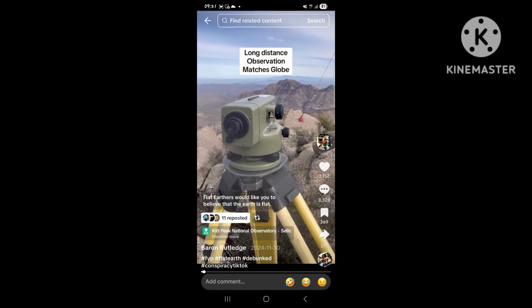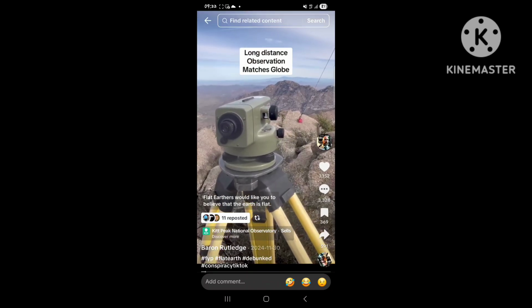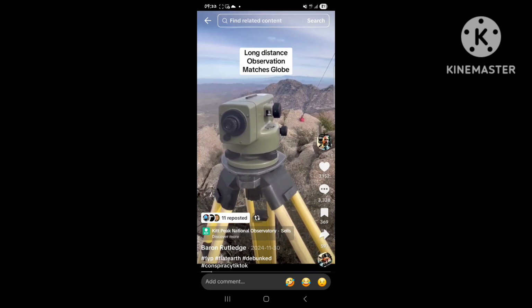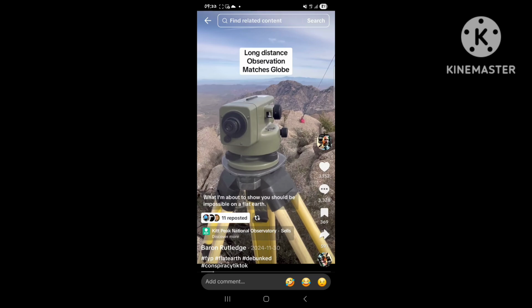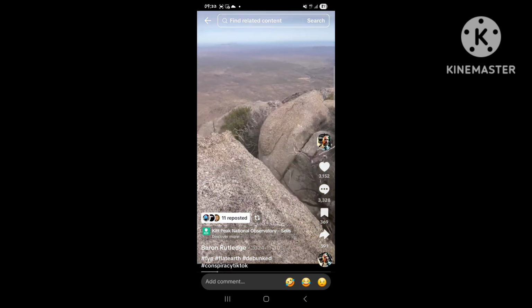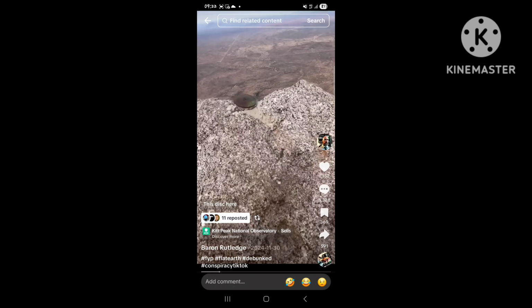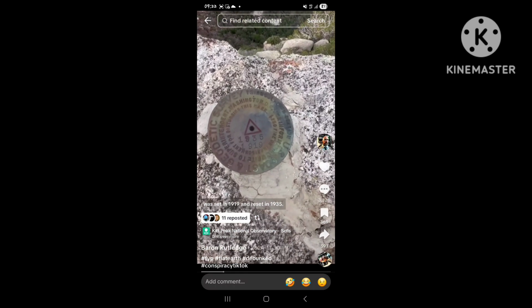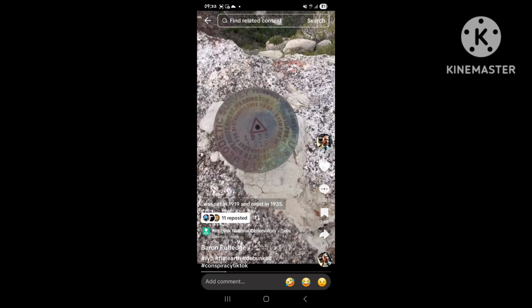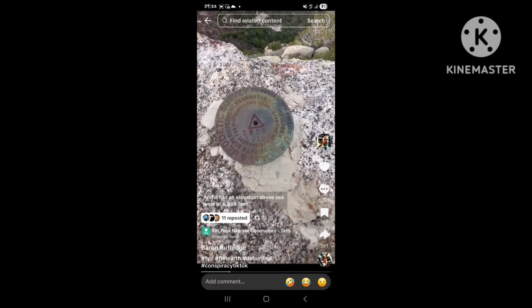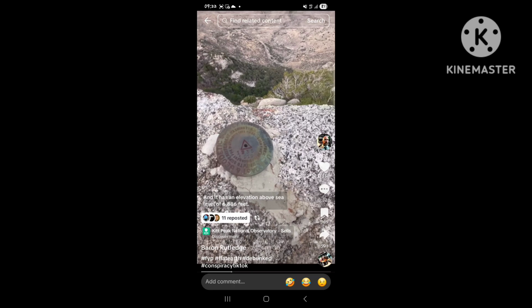Flat earthers would like you to believe that the Earth is flat without actually measuring anything or coming out and observing anything. What I'm about to show you should be impossible on a flat Earth. This disc here was set in 1919 and reset in 1935, and it has an elevation above sea level of 6,886 feet.